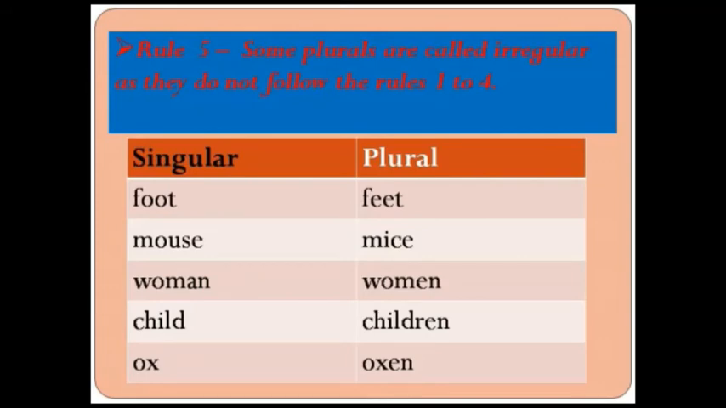Now, rule number 5. Some plurals are called irregular as they do not follow the rules number 1 to 4. We had an example of it in our previous slides as well. So, foot becomes feet, mouse changes to become mice, woman changes to become women, child changes to children, and ox changes to oxen.